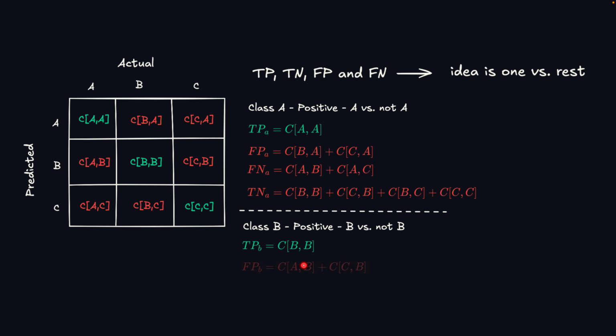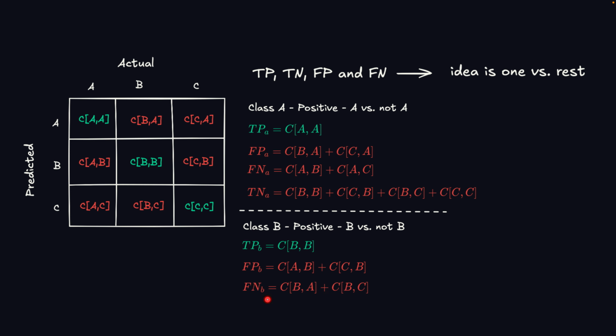Now the next one is false positive. False positive is where we have incorrectly predicted something as B, but in fact it is not B. That includes these two, right? The actual value for these two are not B. For this one it is A and for this one it is C, but we have predicted them as B. That is why we have them in the false positive.